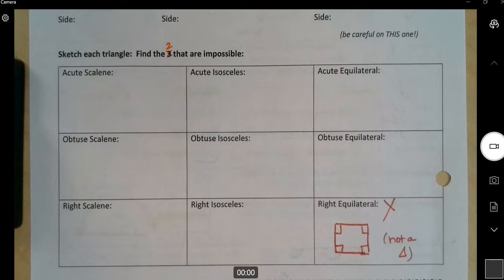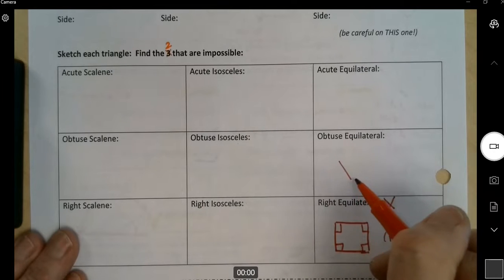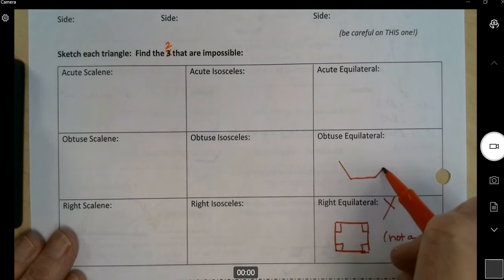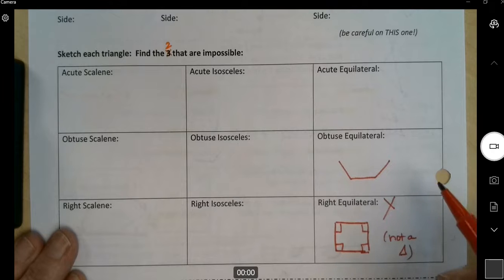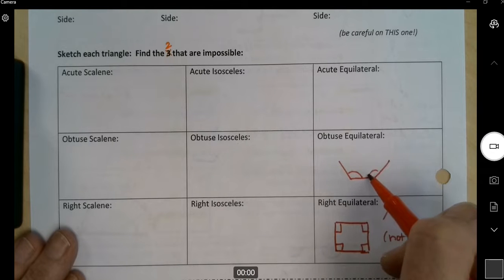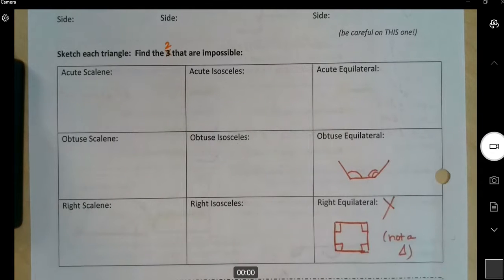I thought the obtuse equilateral was impossible. Yep, keep going. Because if you just made one with all three sides, the angle right here, like this one, would always be longer than the other two. Okay. So if I have two obtuse angles, they're both open, right? They don't come together. So I'm not gonna be able to make one.